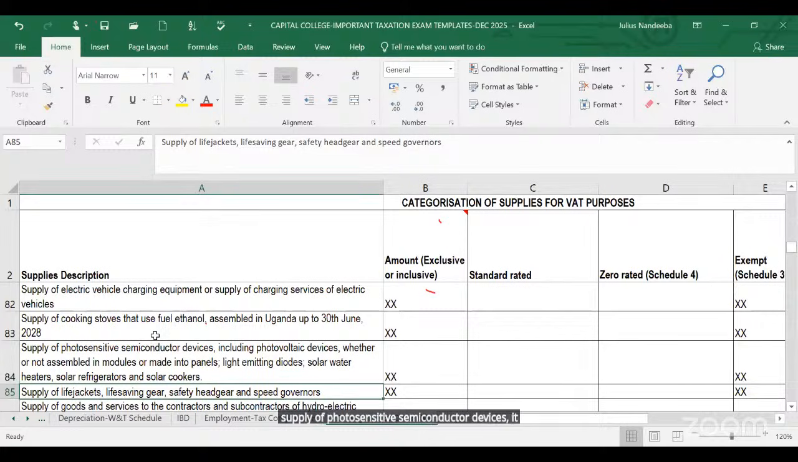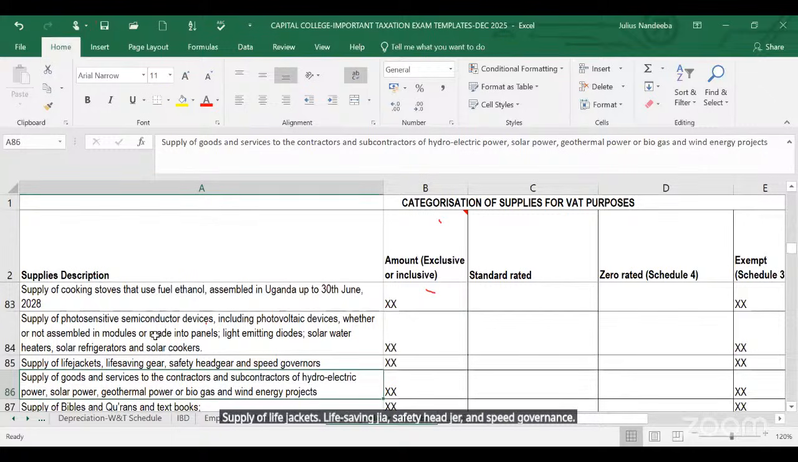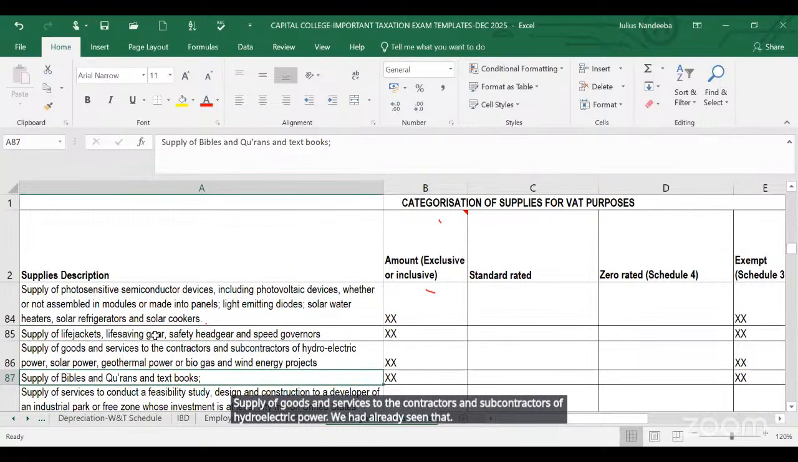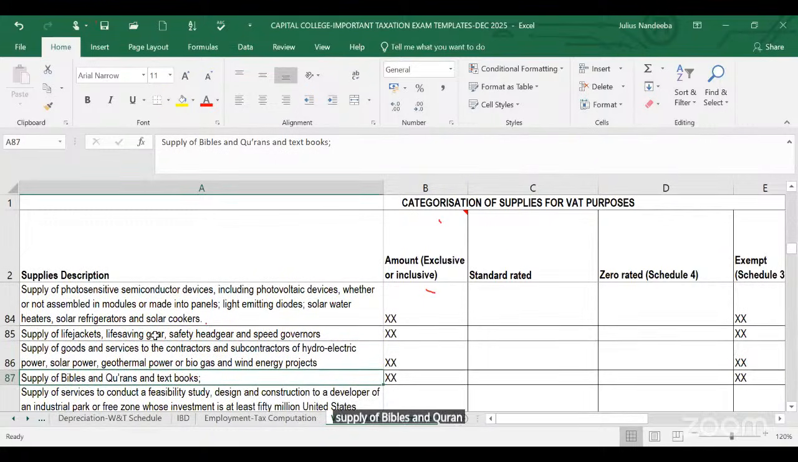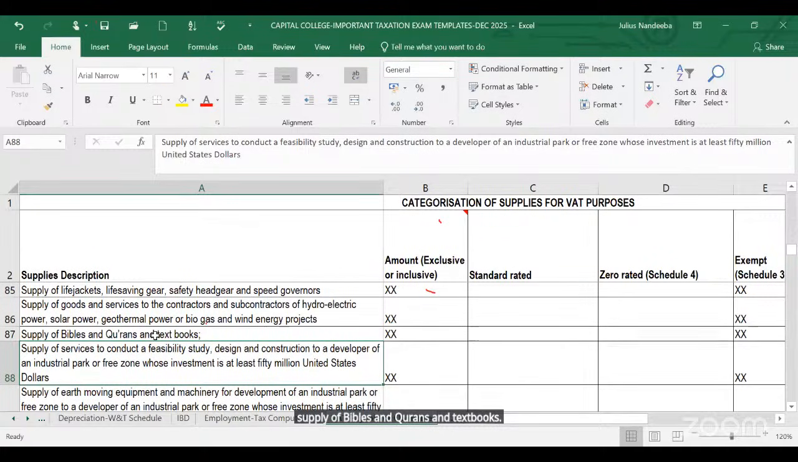Supply of life jackets, I have seen that more often in your exam. Supply of life jackets, life-saving gear, safety head gear, and speed governance. Supply of goods and services to the contractors and subcontractors of hydroelectric power, we had already seen that. Supply of Bibles and Qurans and textbooks.